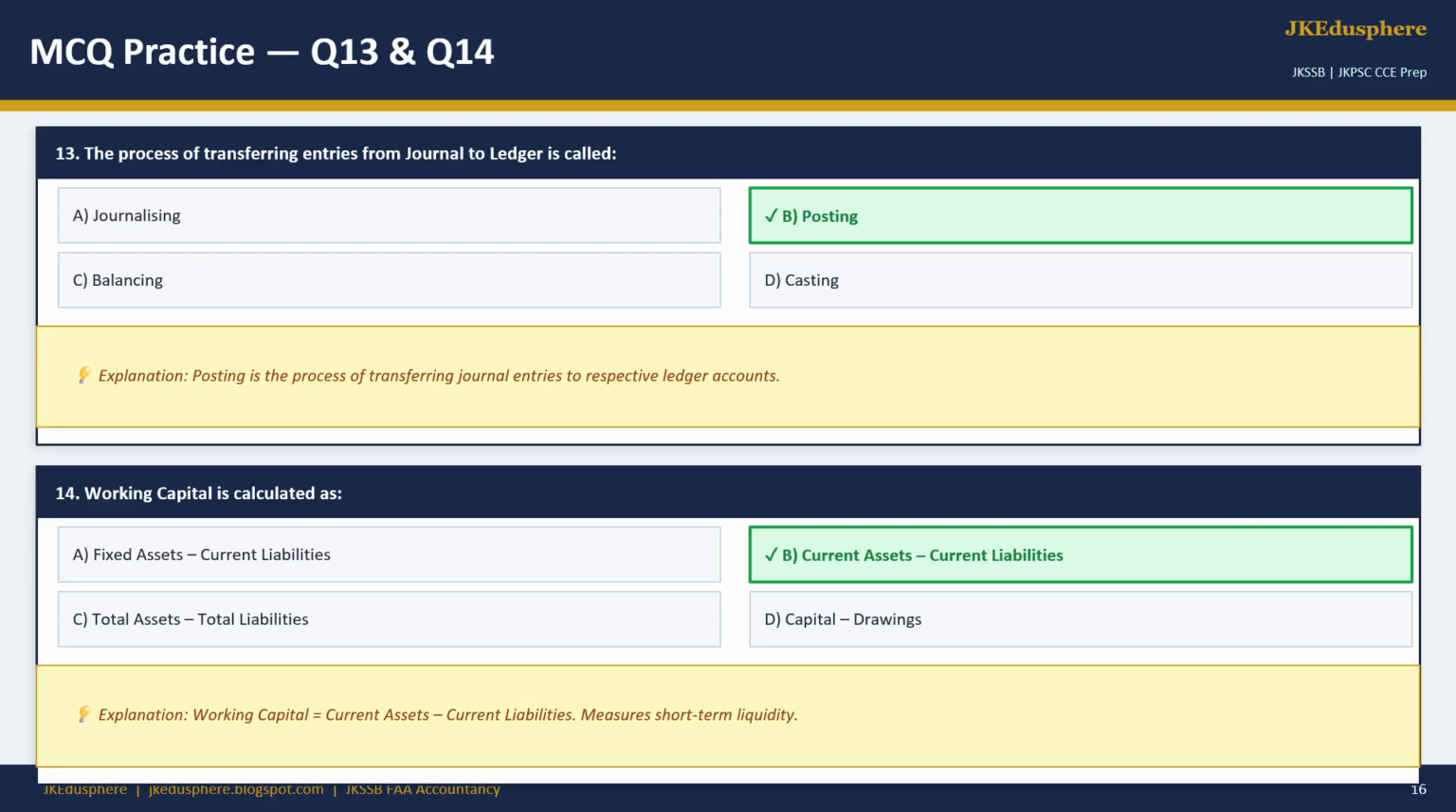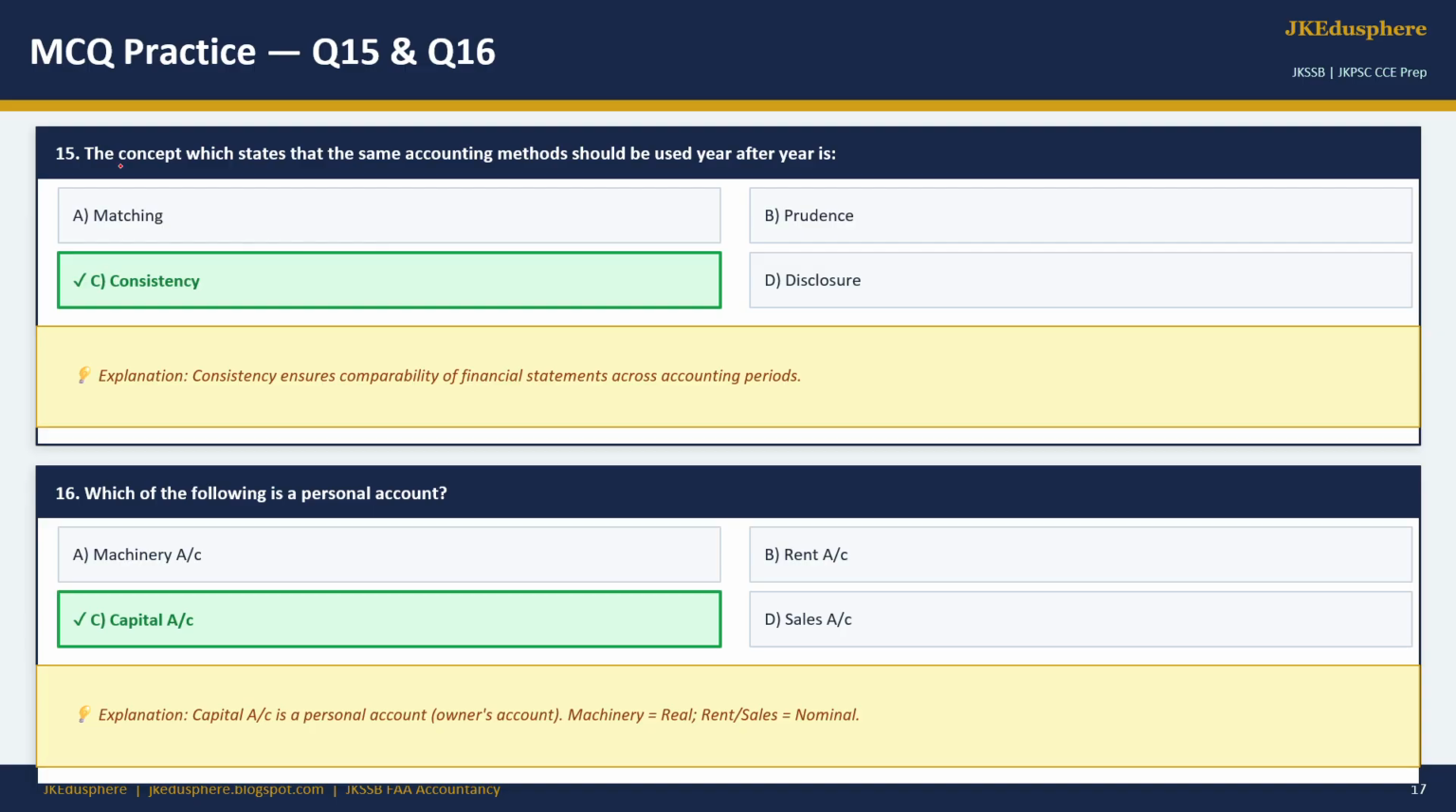These are the questions that we need to see. The process of transferring entries from journal to ledger is called posting. We will see this as well. Working capital is calculated as current asset minus current liabilities. This we have seen in the equation. The concept which states that the same accounting period should be used is consistency.